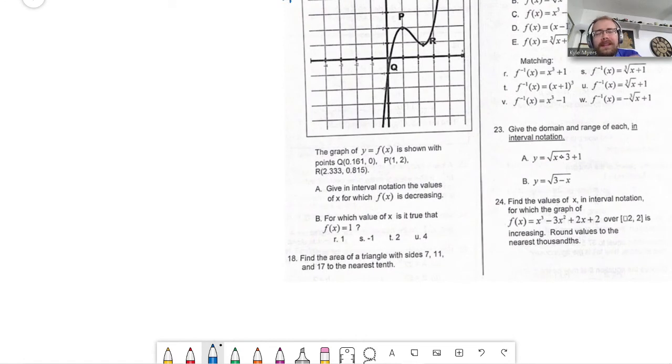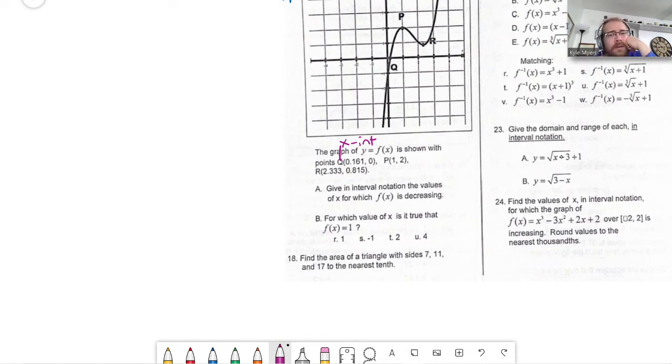Number 17. We want to find what here? We have a graph. Okay, got a point Q, and it gives you the point actually. It's 0.161, 0. So that's an x-intercept, or a zero. And then point P is at 1, 2, and you can see that on the graph. And then point R is not at a good place, but I'm assuming that's because it's the local minimum, 2.3 potentially repeating, and then 0.815. Okay, so I guess those are going to be important at some point.